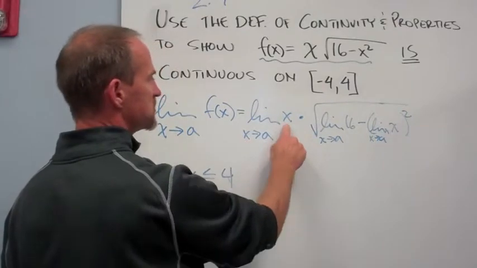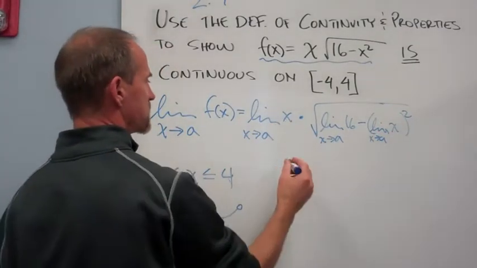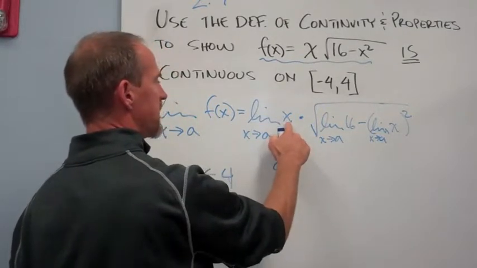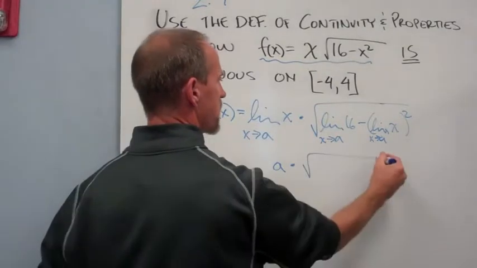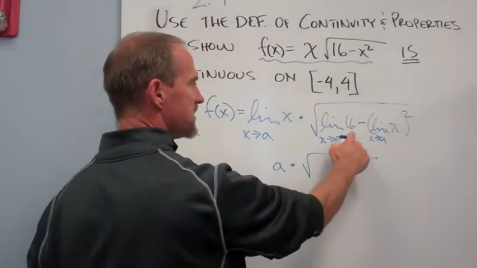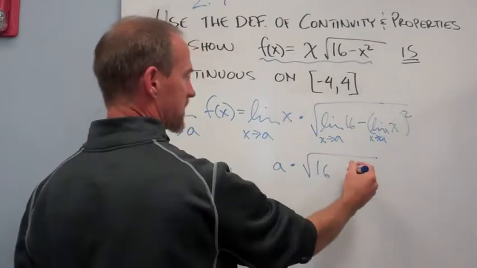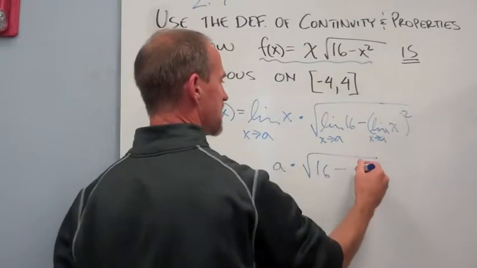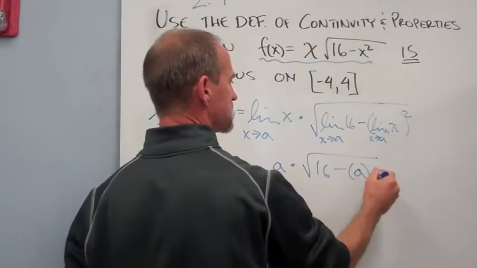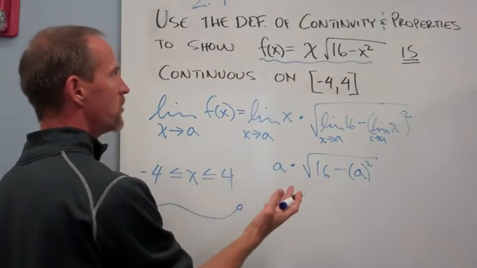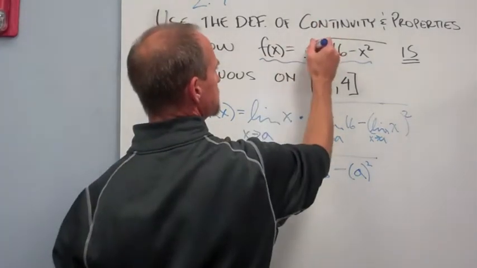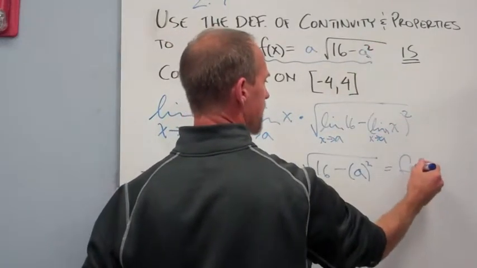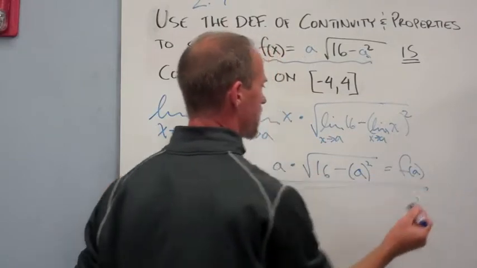Well, the limit as x approaches a, if you go back one video ago, is always going to be equal to a. x gets closer and closer to a, so the limit of x is a, times the square root of, well, as x gets closer and closer to a, 16 stays 16. That's what constant means. The limit as x approaches a of x is a, and then this is squared. Well, lo and behold, that's exactly the same thing as if we just substitute in a up here. So this is equal to f of a. That's the critical thing we're trying to show.